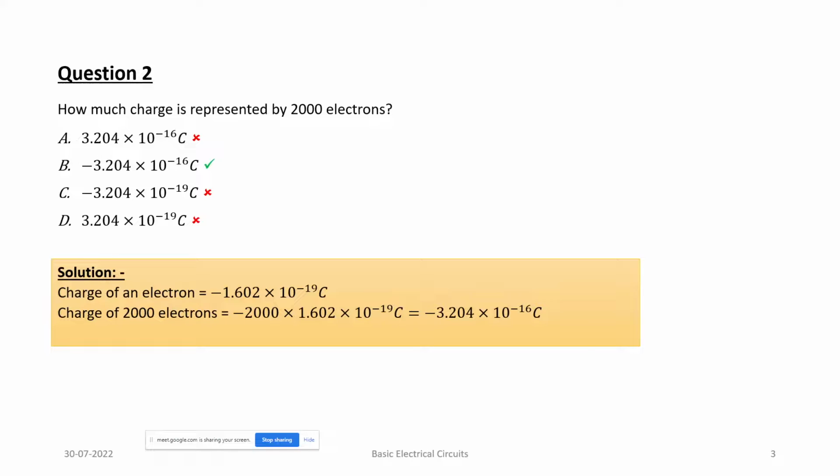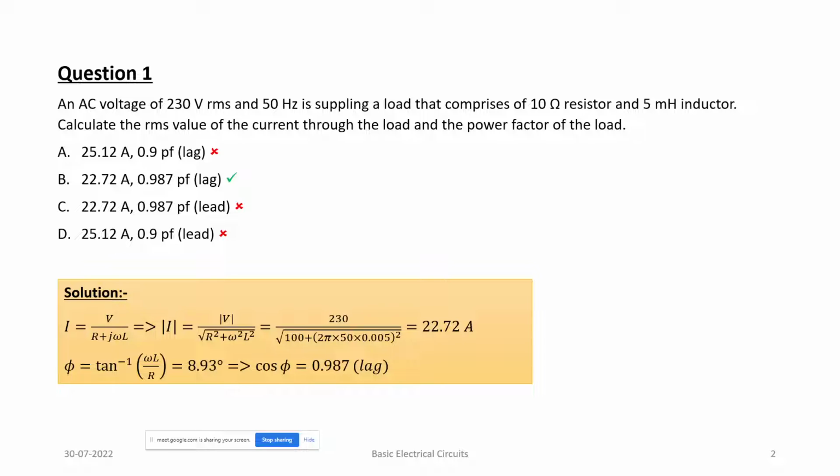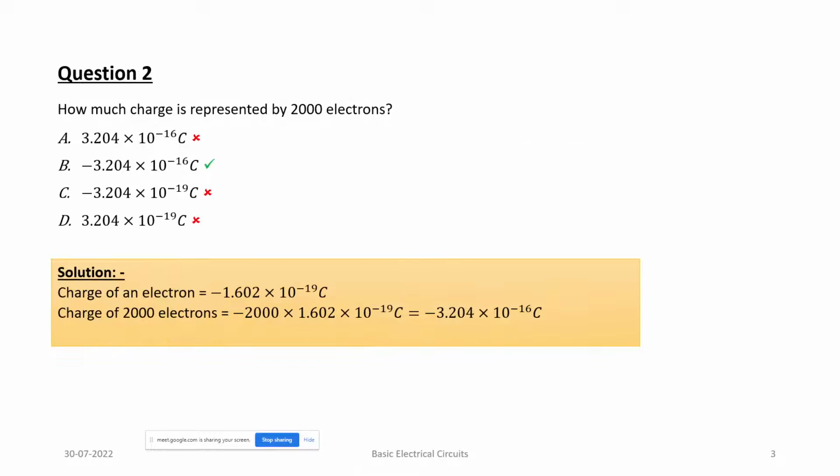Question 2. How much charge is represented by 2000 electrons? What's the charge of an electron? Minus 1.6 into 10 power minus 19 coulomb. So into 2000 it becomes minus 3.2 into 10 to the power minus 16 coulomb, right? Yes, sir. Okay, so it's also easy. Next question.